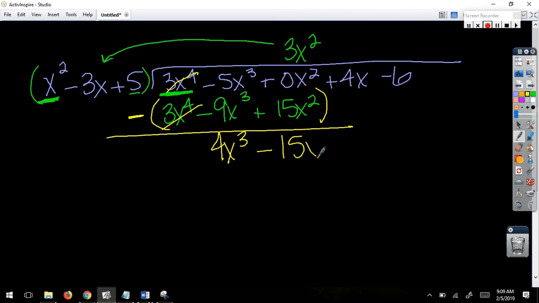Minus 15x squared. But if you don't, you're just adding a 9. I didn't change it, but if you did change it, you would get this, this, this, and this. So negative 5x cubed plus 9x cubed. Okay. Got it. Good. All right. What do I do now?